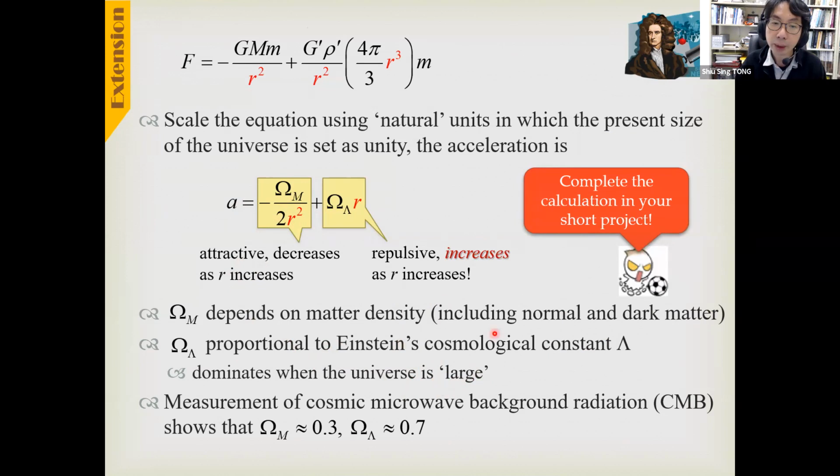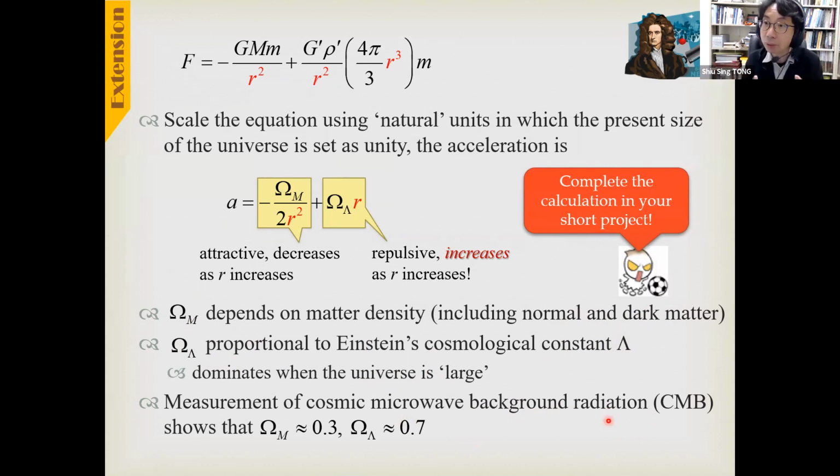Okay. Now, omega m actually depends on the amount of normal matter and dark matter in the universe, but the cosmological constant lambda, which is proportional to this omega, is dominant when the universe is large. And people are actually sending a satellite to space to measure the cosmic microwave background radiation. Okay, there's a small irregularity in the cosmic microwave background radiation. That is the echo of the Big Bang.